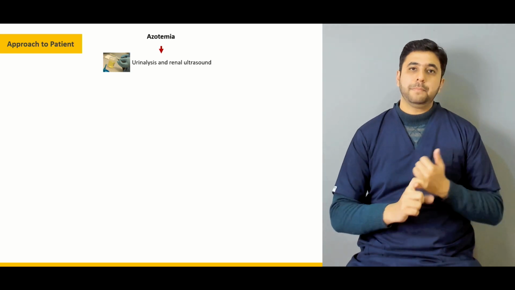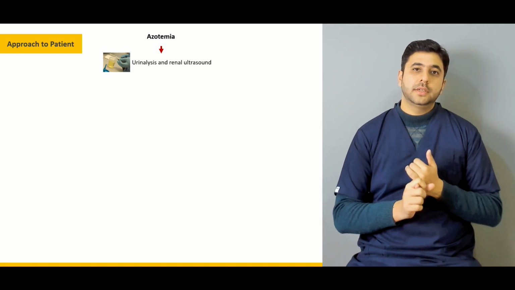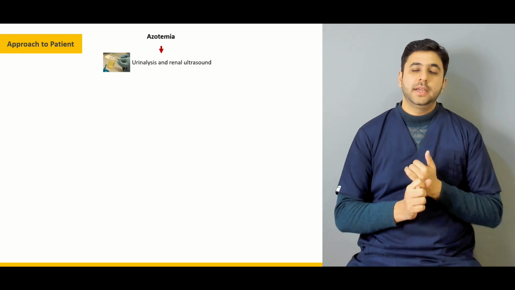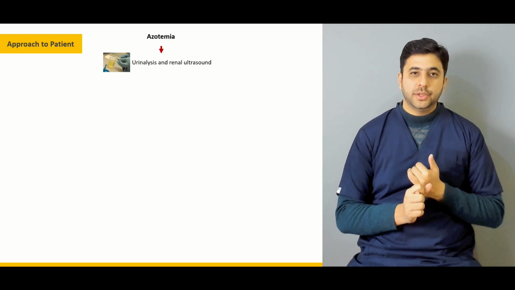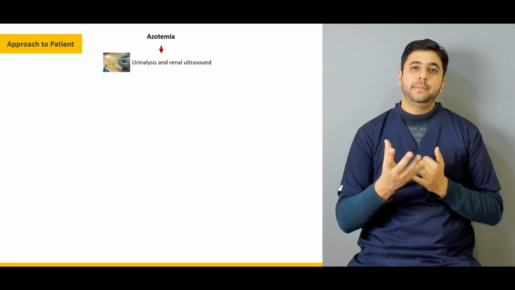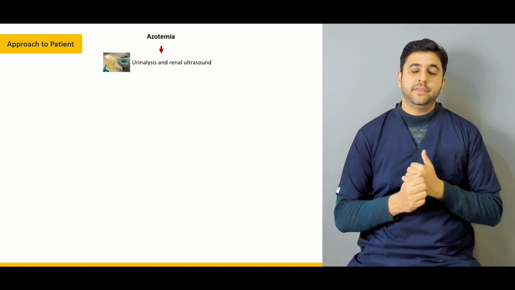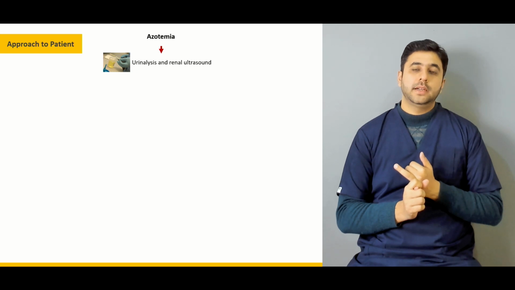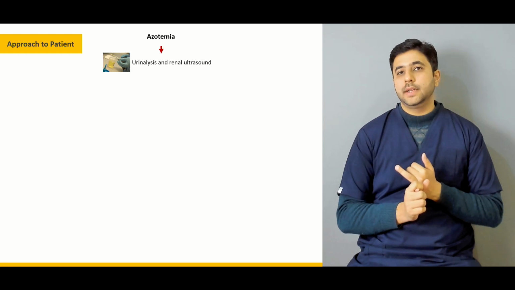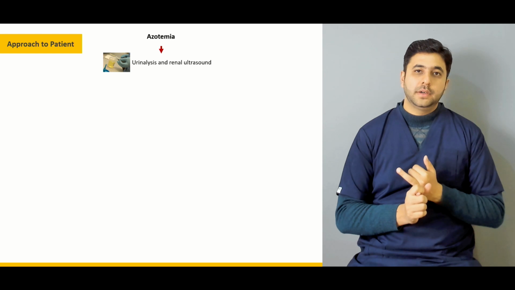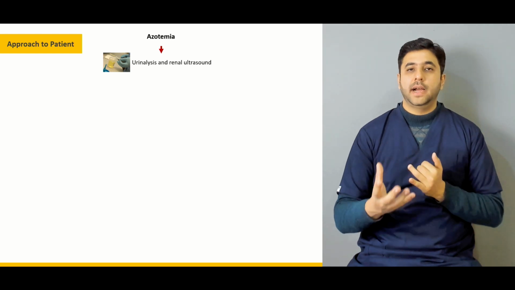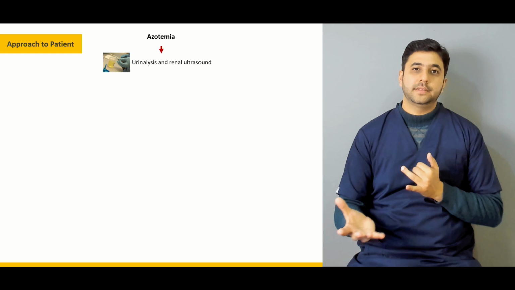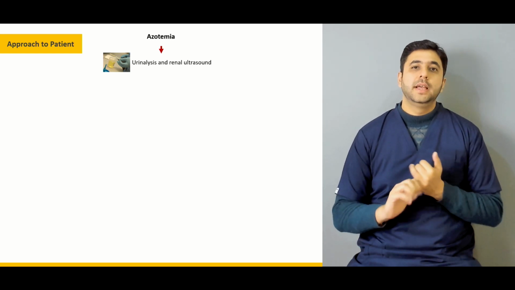Number one, it will rule out any obstruction, because if there is any obstruction to the urine flow, the kidneys will be dilated, or the ureter will be dilated, or there will be hydronephrosis. So number one, it will rule out post-renal azotemia, or the post-renal cause of kidney failure. If there is hydronephrosis, then you are done. You know that there is some post-renal pathology going on and this is post-renal azotemia.